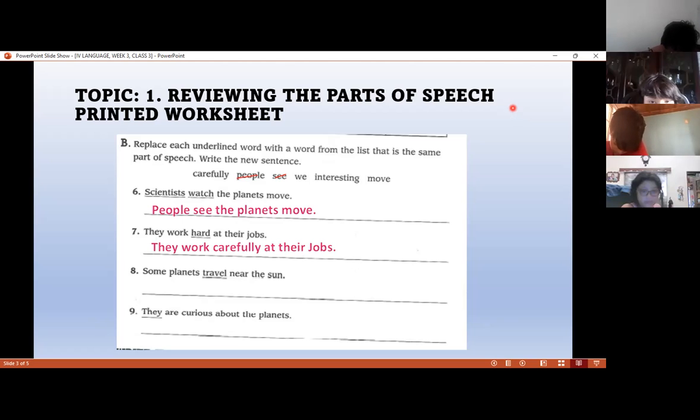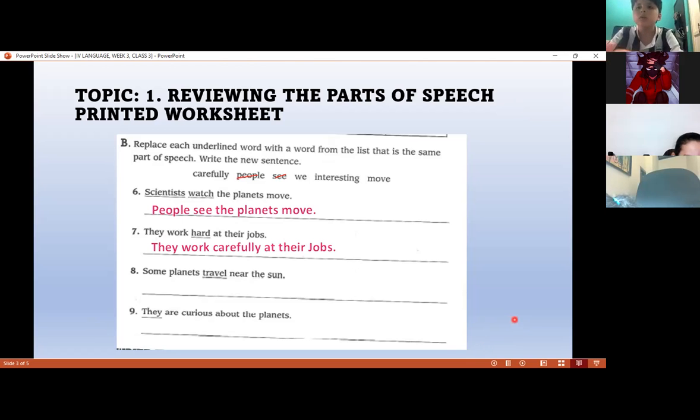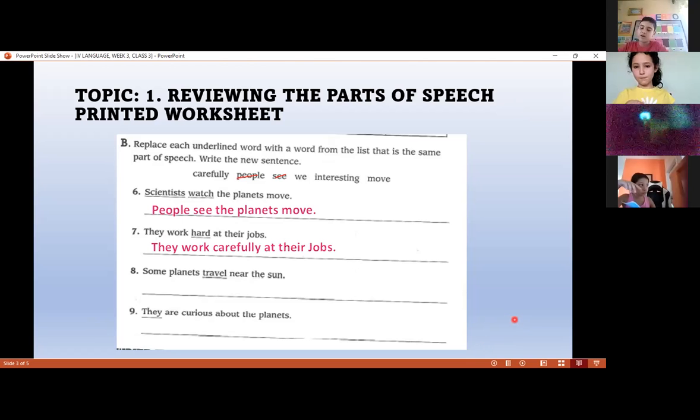Some planets travel near the sun. Some planets move near the sun. Move instead of travel. Move, move, move. They move. That's right. Some planets move near the sun.